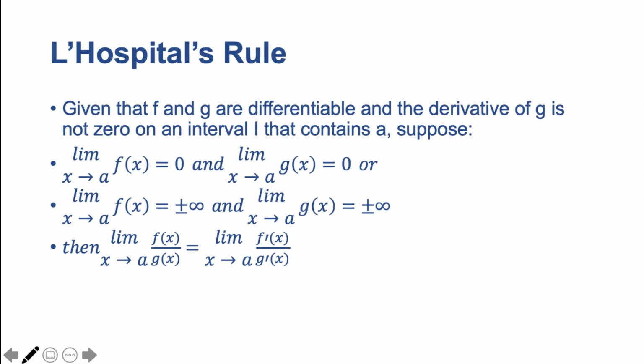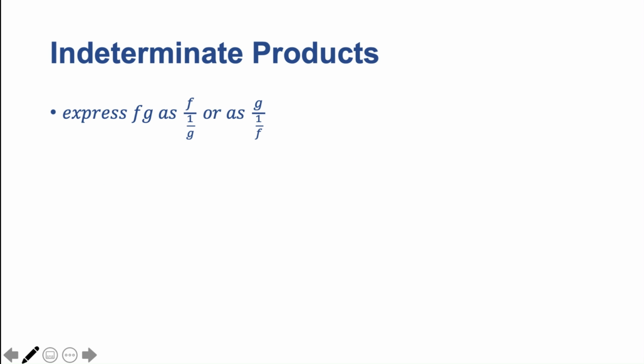But again, we can deal with products as well. So we can just manipulate our functions so that they can be put in that fraction form, and then we can differentiate that, and that will allow us to use L'Hopital's rule in the same way. And of course this works with all of the other operations as well. We can manipulate them so that they're more favorable to work in that quotient situation that we have in L'Hopital's rule.